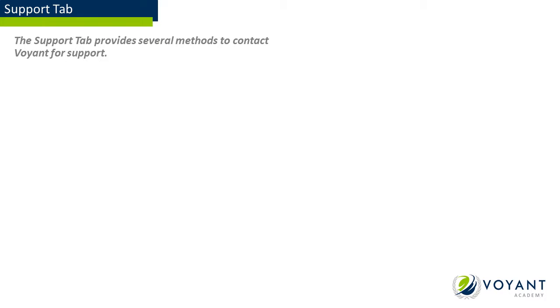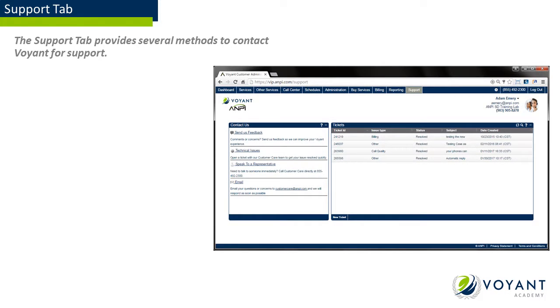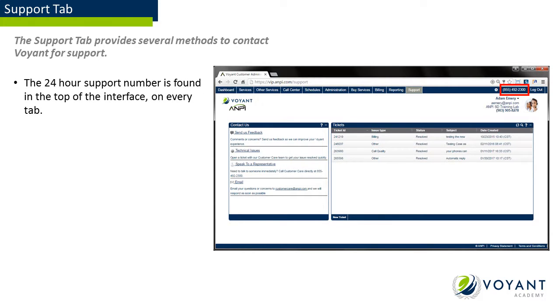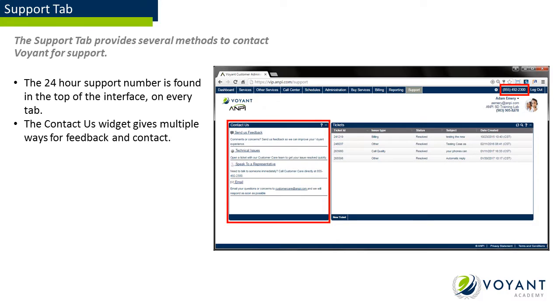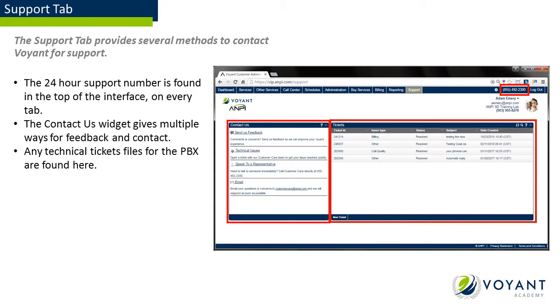The Support tab is found at the far right and will provide you various methods to obtain help if necessary. Regardless of the tab you're on, you will find a 24/7 support number in the top bar of the interface. Contact Us provides multiple avenues for contact, from a feedback form to an email address to communicate directly with the management team. If you ever have a technical issue, the ticket can be tracked in the Tickets widget. While we cannot disclose every factor of the solution, we do our best to be as transparent as possible so you know how your case is proceeding.